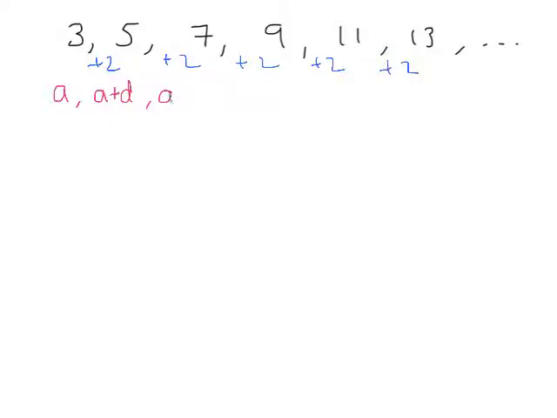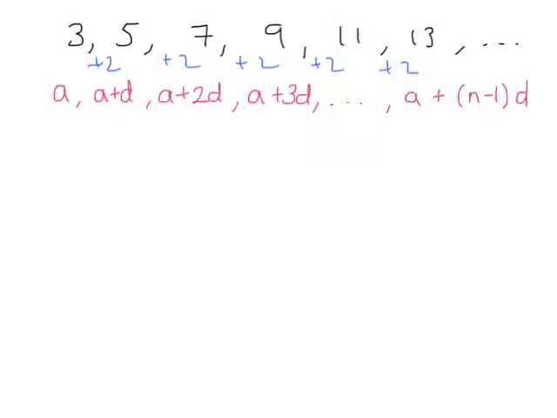But generally, an arithmetic sequence would look like this. Our first term would be A, our second term A plus D, our third term A plus 2D, and our fourth term A plus 3D. And we can actually see that our nth term for this series is going to be the first term A plus n minus 1 lots of our common difference.